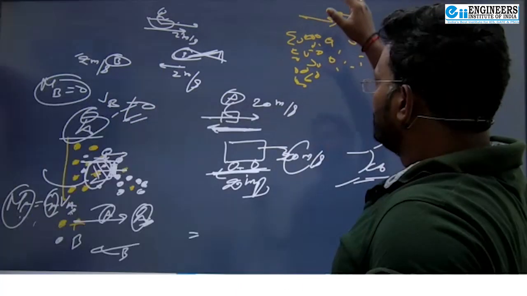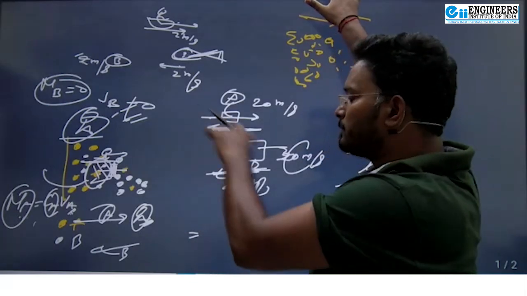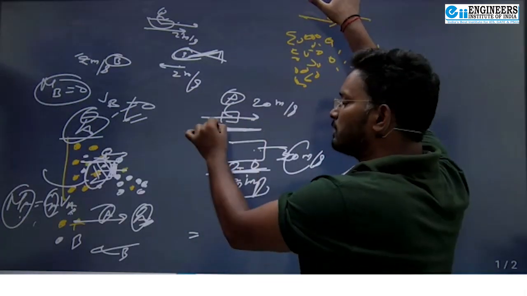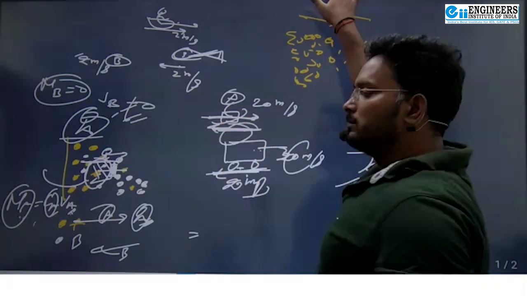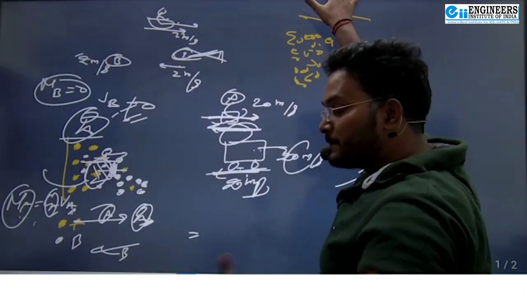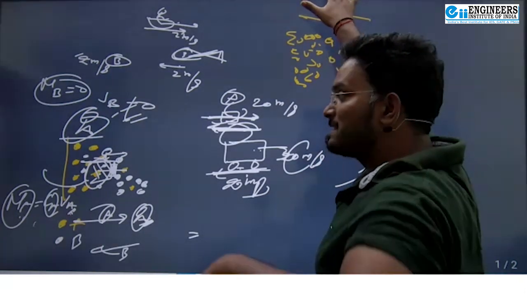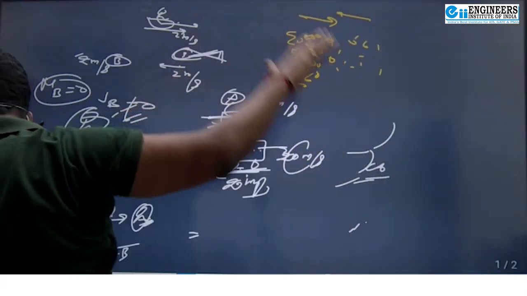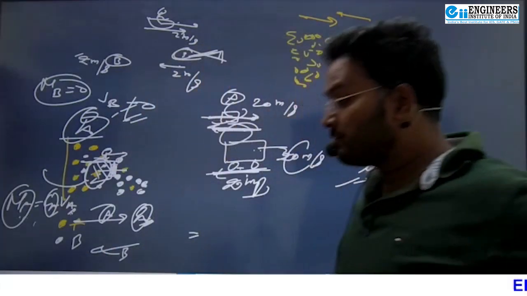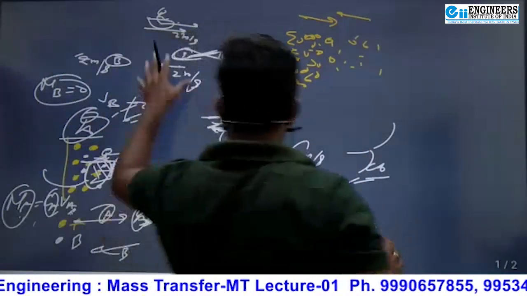Now clear? So why is NB 0? Because the flux due to its own contribution, the diffusive flux JB, is going to be balanced by the flux of the same species because of the bulk flow contribution. It is equal and opposite. That's why it seems to be 0 for an observer. But JB, the diffusive flux, is not 0. Clear? Now there is no doubt for anyone?